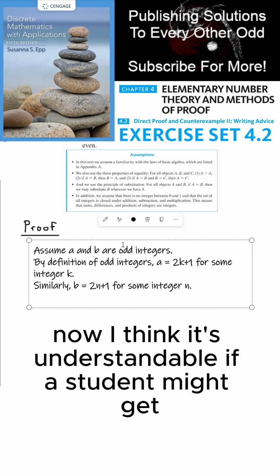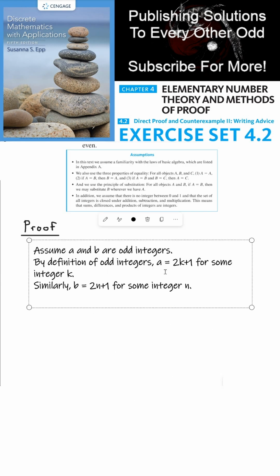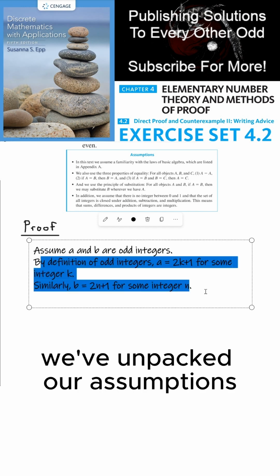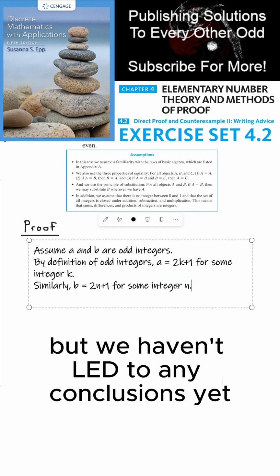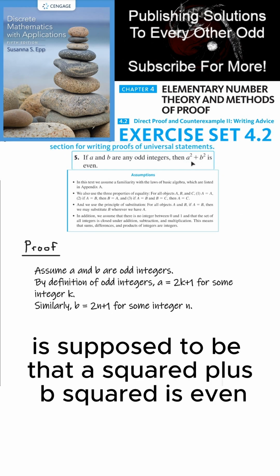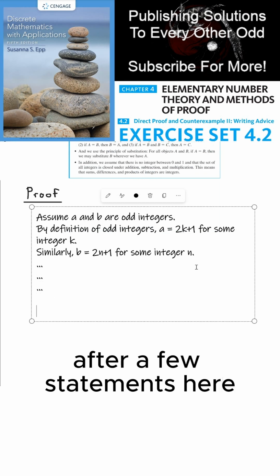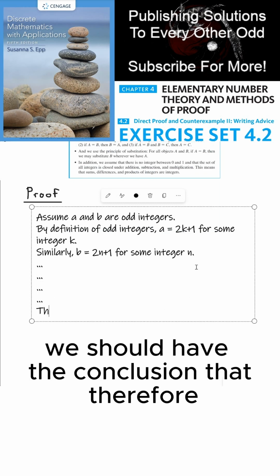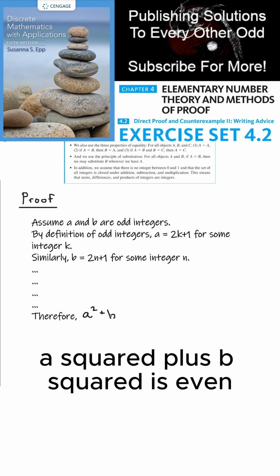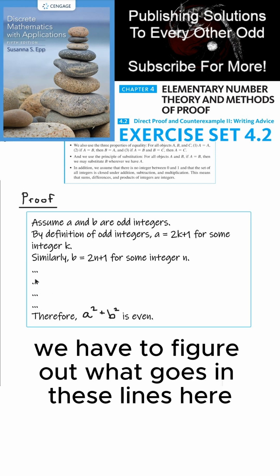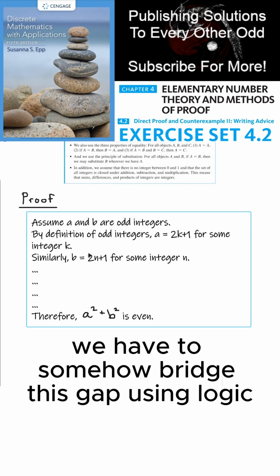Now I think it's understandable if a student might get confused at this point. We've taken our assumptions, we've unpacked our assumptions, but we haven't led to any conclusions yet. The conclusion, though, is supposed to be that a squared plus b squared is even. So after a few statements here, we should have the conclusion that, therefore, a squared plus b squared is even. We have to figure out what goes in these lines here. We have to somehow bridge this gap using logic.